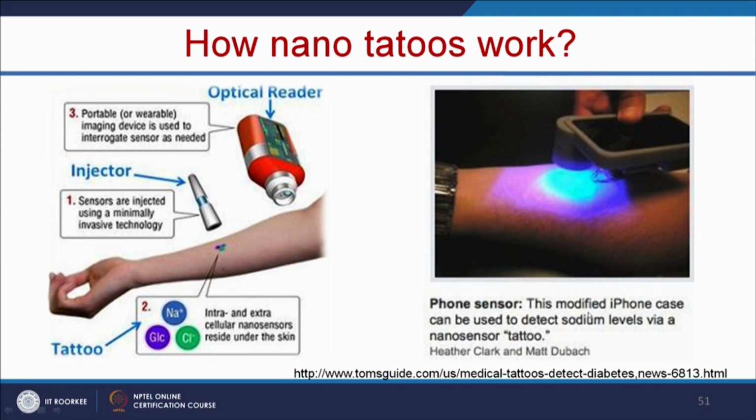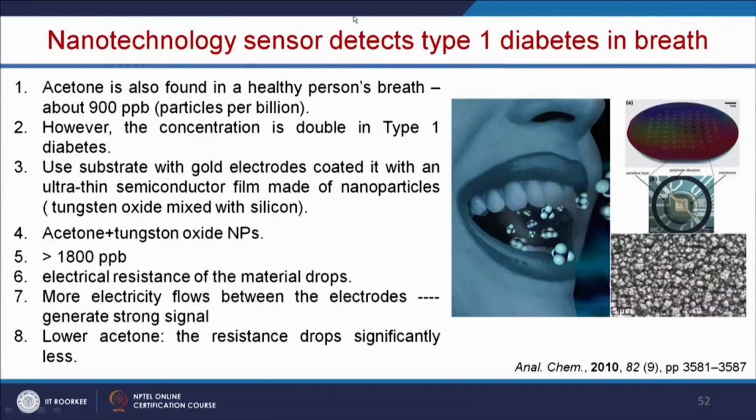For example, we can use this modified iPhone case, which can be used to detect the sodium levels through these nano sensor tattoos. Next, we can also use nanotechnology sensors to detect type 1 diabetes in the breath. Acetone is usually found in a healthy person's breath at approximately 900 ppb, that is, parts per billion, but the concentration is double in a type 1 diabetic patient.